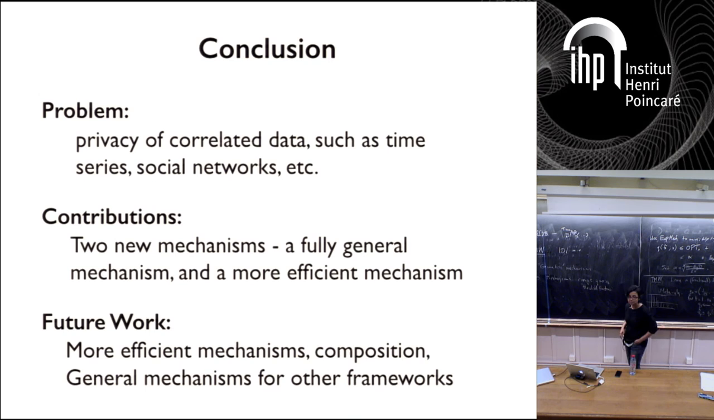In future work, we have been looking at a bunch of different things. One is composition, and it turns out that in these cases, like graphical models, there are some interesting things we can say about composition, especially for the Markov quilt mechanisms, which my student is working on. And then the other question is general mechanisms for other frameworks like coupled worlds and things like that, which Raif is looking at.